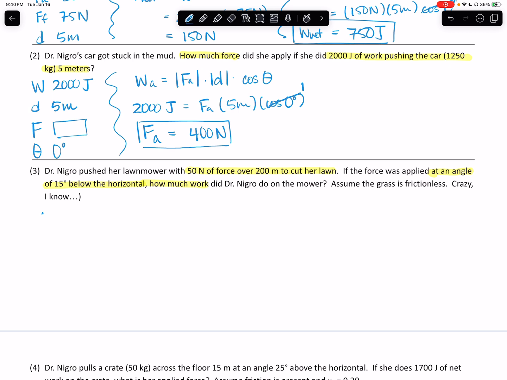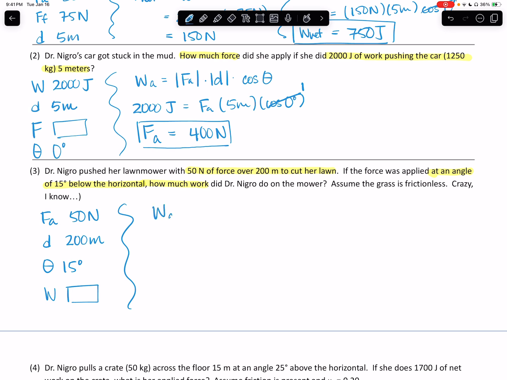All right, so let's see what we know. I have an applied force of 50 newtons. I have a displacement of 200 meters, and this time my angle is 15 degrees. That means that the applied force is not parallel to the motion. It is in fact at an angle, so I will need theta this time. And then the question wants to know, what is the work that we've done?